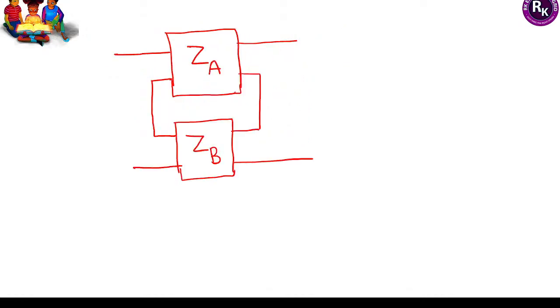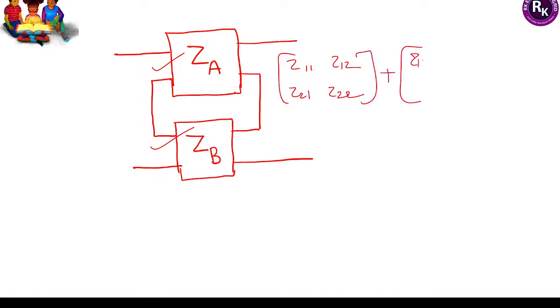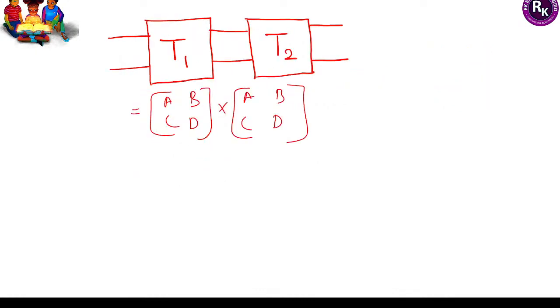If two impedance networks are connected in series, impedance branches A and B both will be connected in series. In that case, what you can do is add Z11, Z12, Z21, Z22 of the first network with Z11, Z12, Z21, Z22 of the second network. So for impedance parameters, if you are connecting two impedances in series, they will be added. If two transmission lines are cascaded, they will be multiplied.